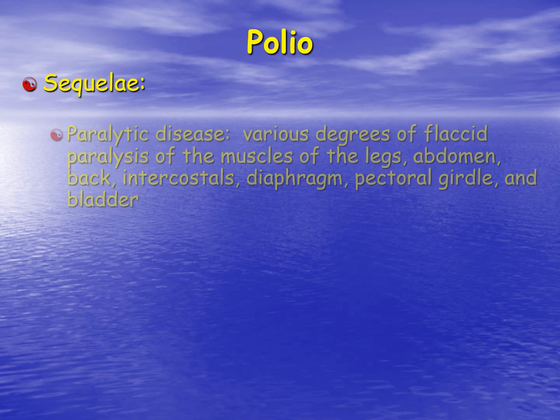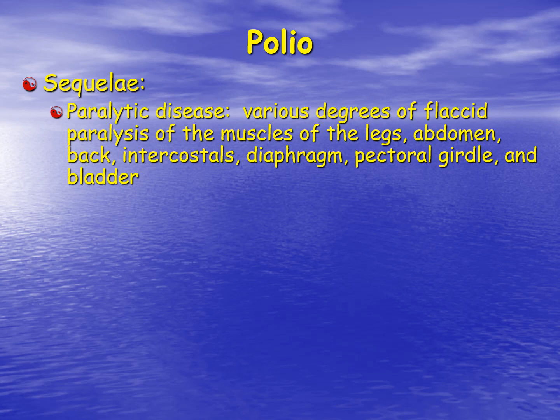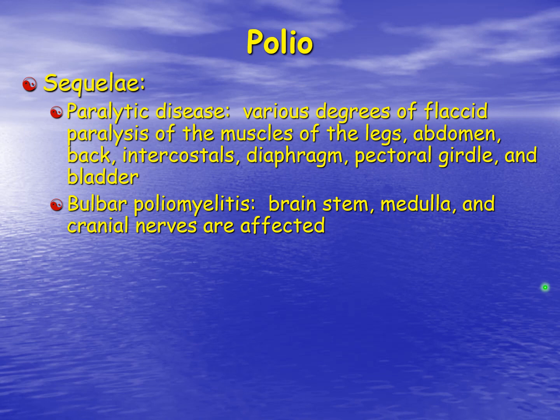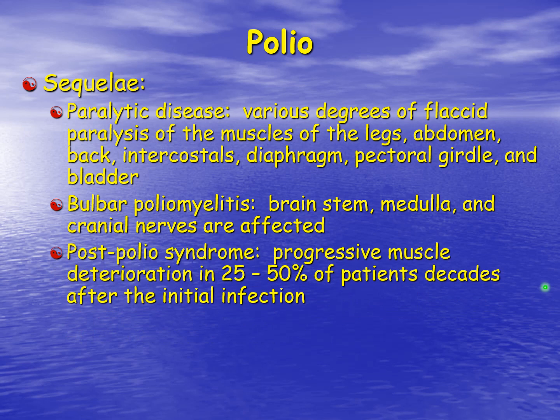The sequelae of polio is typically paralytic disease. Varying degrees of flaccid paralysis of the muscles of the leg, abdomen, back, intercostal muscles, diaphragm, pectoral girdle, and bladder are actually seen. And so think about this, your intercostals and diaphragm. This is going to cause problems with respiration. Bulbar poliomyelitis infects the brainstem, medulla, and the cranial nerves. And in post-polio syndrome, we typically will see a progressing muscle deterioration in 25 to 50% of patients, sometimes even decades after the initial infection.